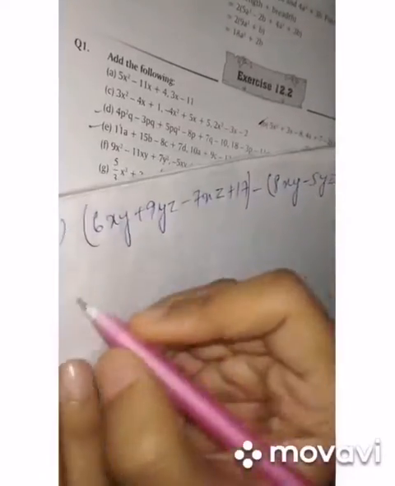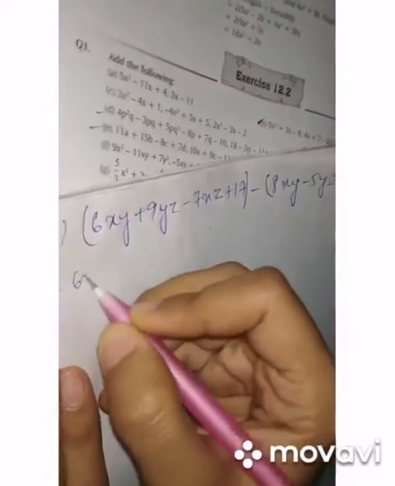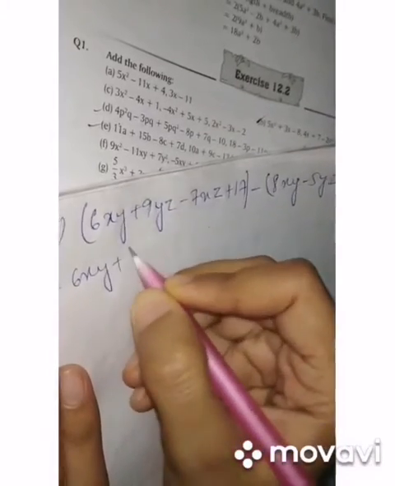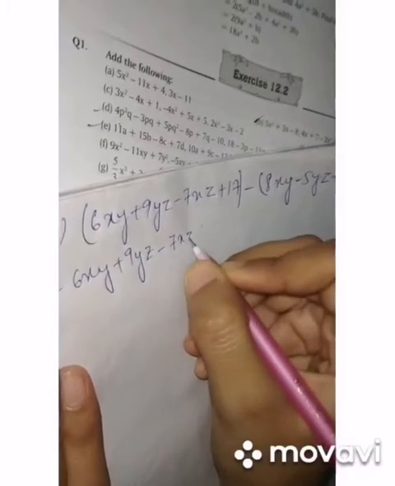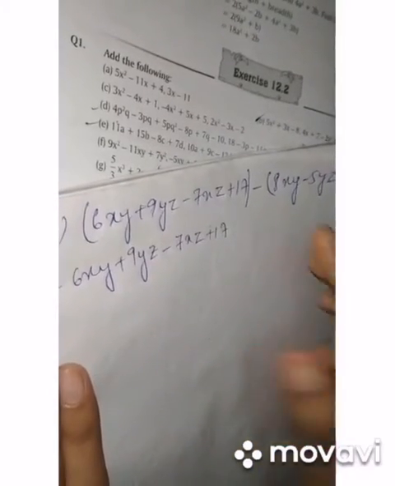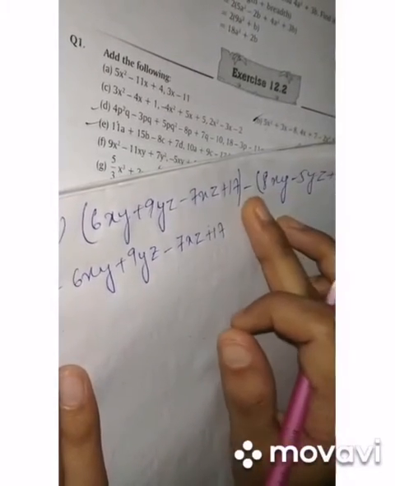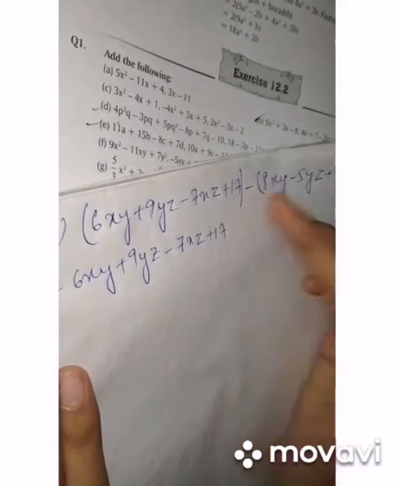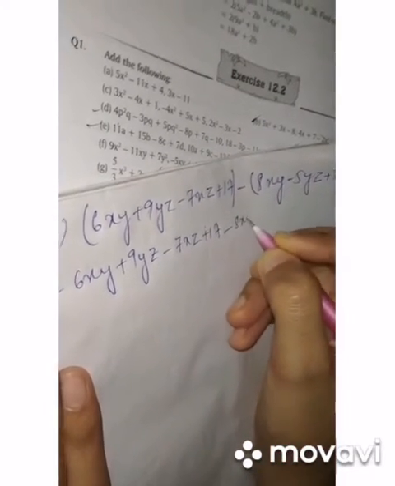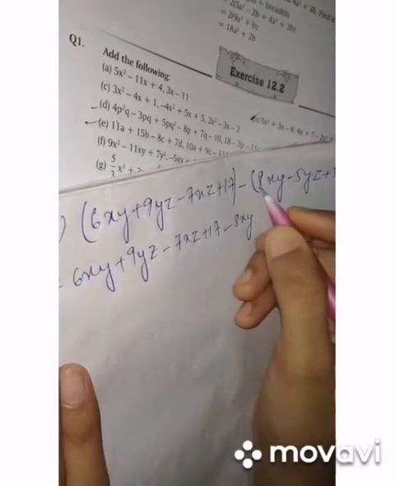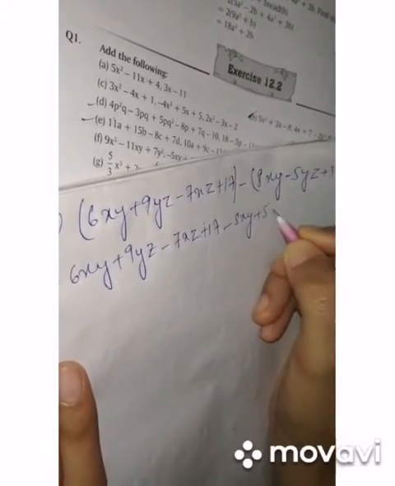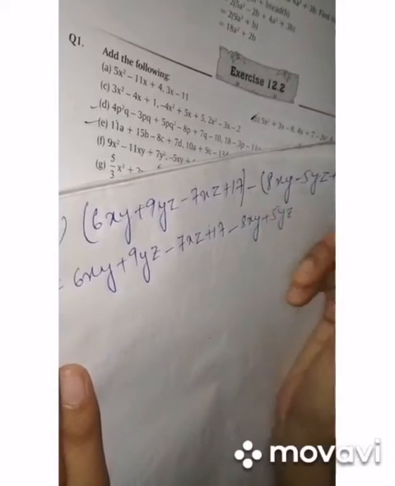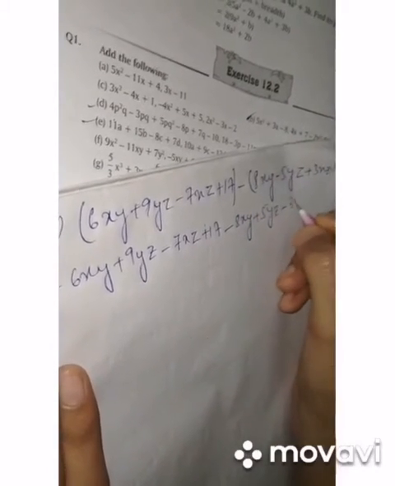Now what we will do? We have to subtract. So open the bracket. 6xy plus 9yz minus 7xz plus 17. Now this minus will get multiplied with this. So plus, minus minus, minus 8xy. When the bracket opens, the sign changes: minus minus 8xy, minus minus plus 5yz, minus plus minus 3xz.